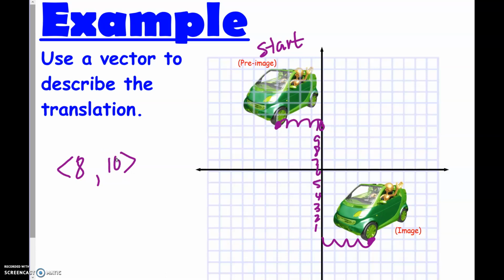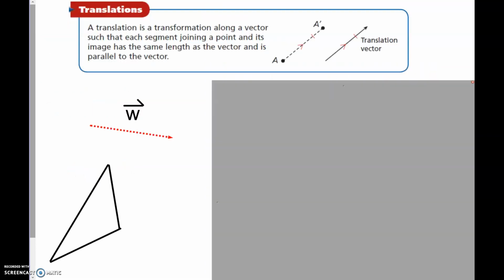All right, so we are going to the left 8 from the image. We are going left 8, so this should be a negative 8. And then we went down 10, so this should be a negative 10. Oh, wait a minute, we went to the right. That shouldn't be negative. Scratch that. We went to the right 8, which is a positive. And then we went down 10, so that should be a negative 10. Always remember to go horizontal, then vertical.